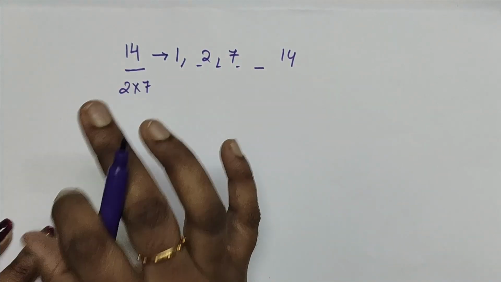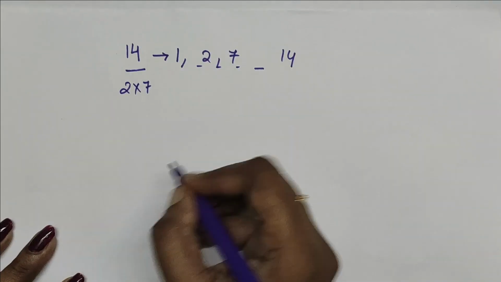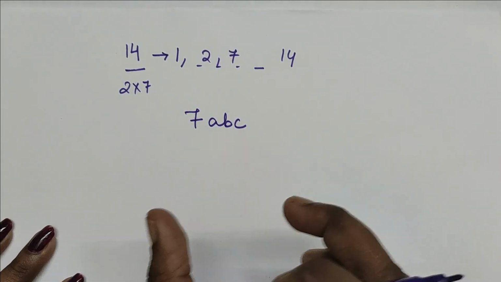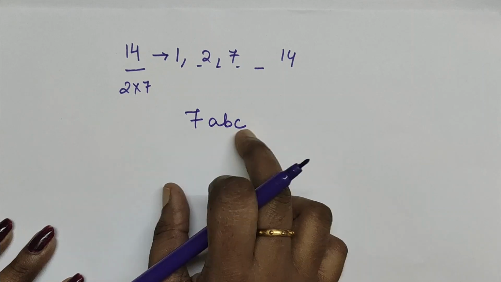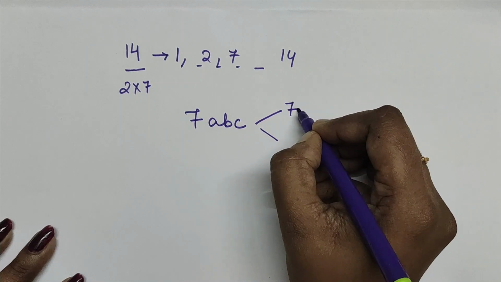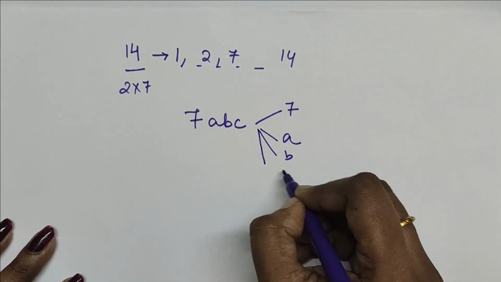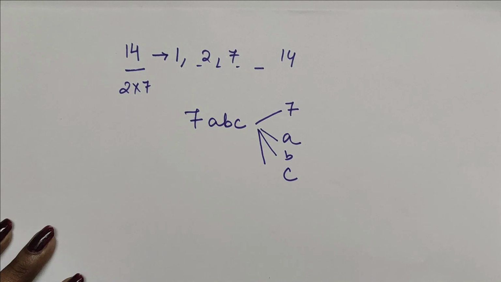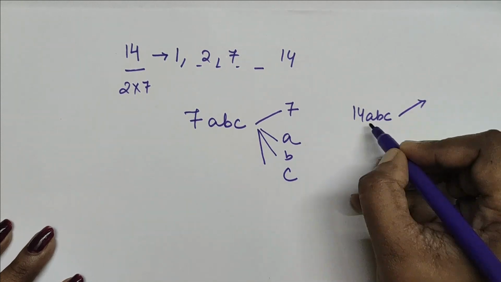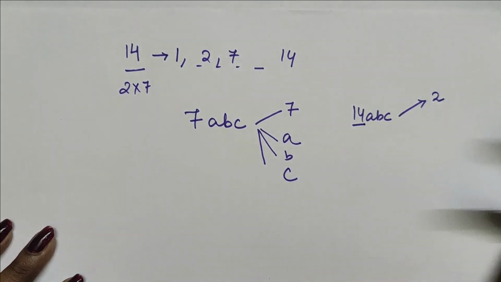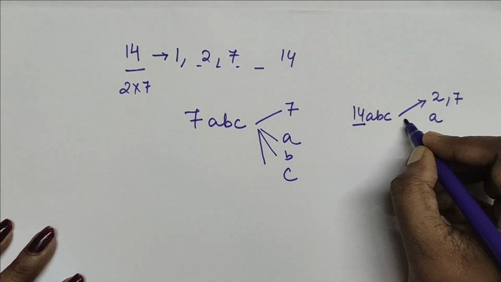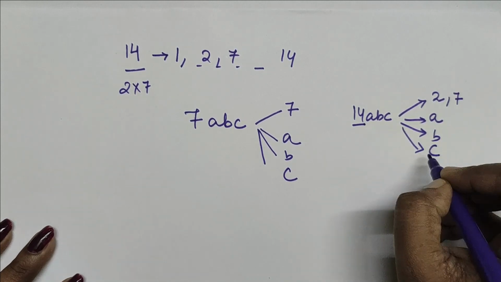Similarly, when I talk about algebraic expressions, if I tell you 7ABC, this is a literal along with a number, an algebraic term. So what are the factors of this term? It will be 7, A, B and C. Similarly, if I tell you 14ABC, what are the factors of this term? We will divide 14. We will not write 1 because it is a factor of all numbers. So this is 2, 7, then A, B and C.